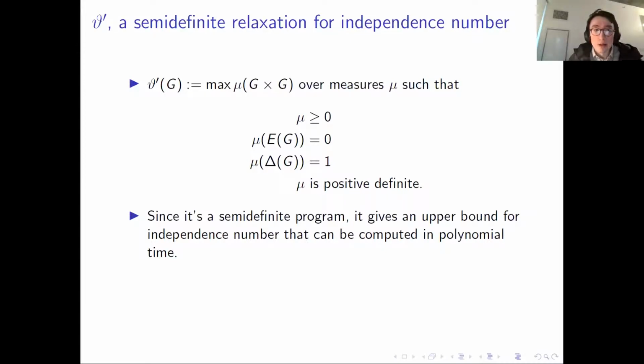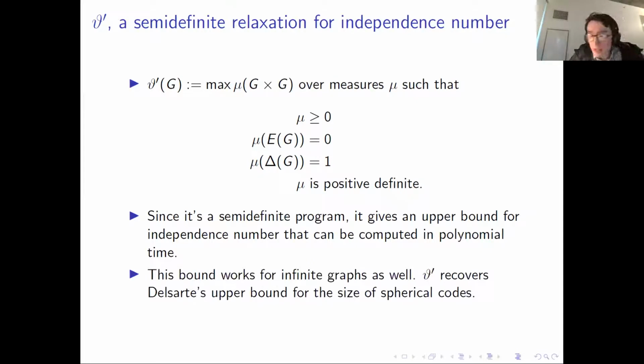Now, what happens if G is an infinite graph this time, and say it's like the graph where the independent sets correspond to spherical codes? Well, then it turns out that this also works in that setting, and you will recover Delsarte's bound on the size of spherical codes. In particular, you can bound kissing numbers in different dimensions using this technique.